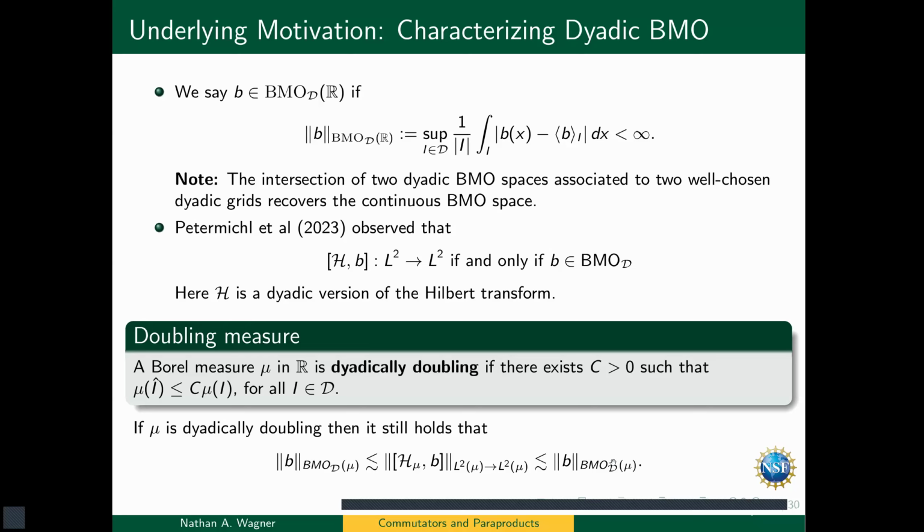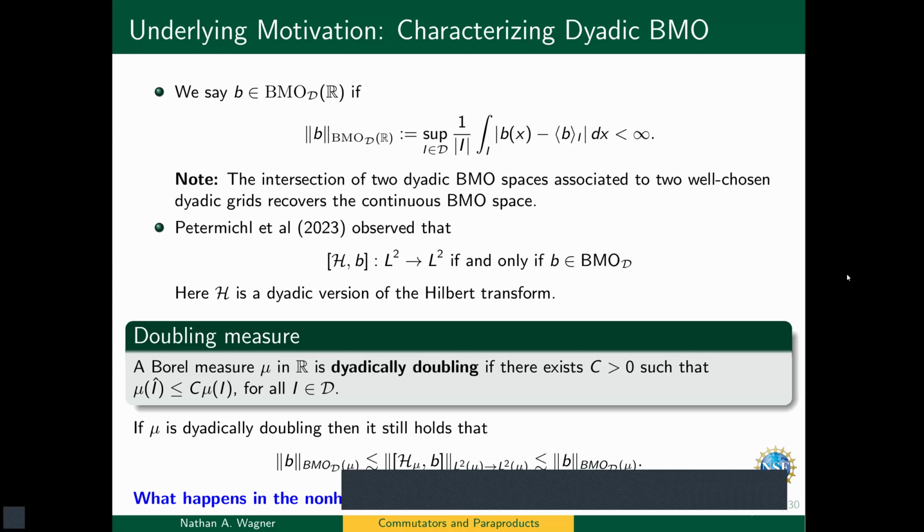So we were interested in the case when, of course, the underlying Borel measure is not dyadically doubling, and that's what I want to get into next, and that's what it says in this blue text here. What happens in the non-homogeneous setting?